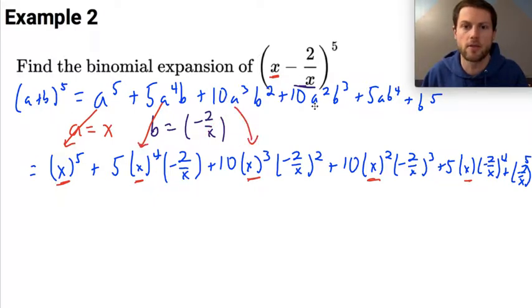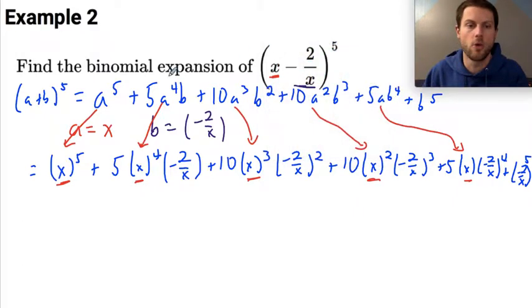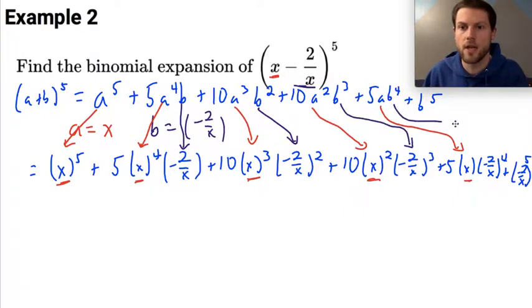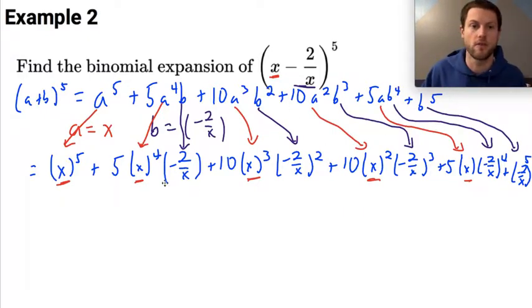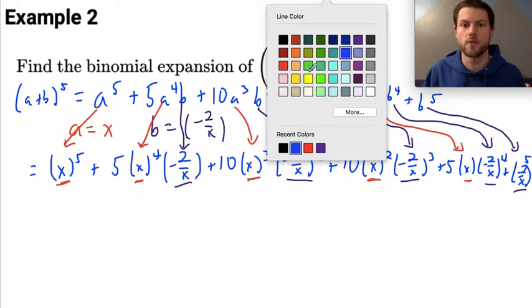And just plugging in x in the appropriate spot. And then similarly, I'm doing the same thing with my b's. Wherever I see a b, I'm going to plug in negative 2 over x into my binomial expansion. So notice I've carried along the powers and the coefficients with all of these terms. So now we're just ready to simplify stuff. Here's my b, here's my b, here's my b, here's my b, here's my b. All right, so now let's simplify all this.